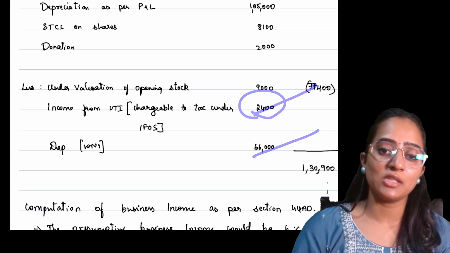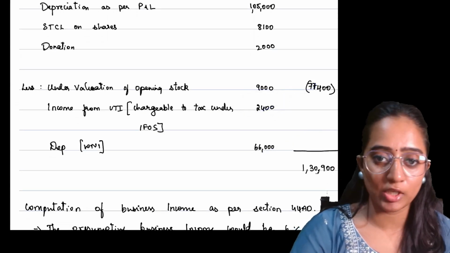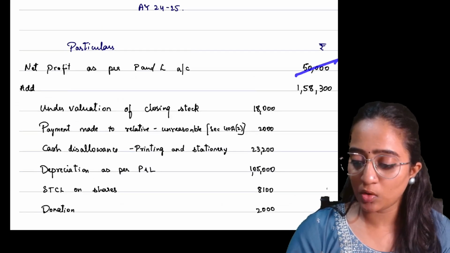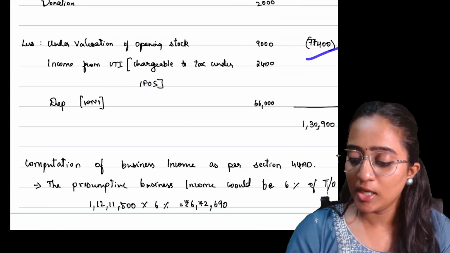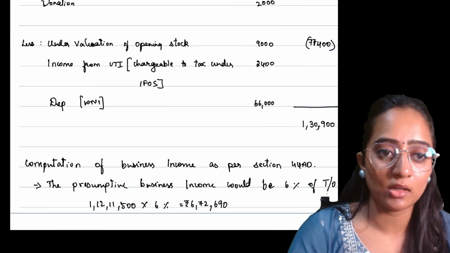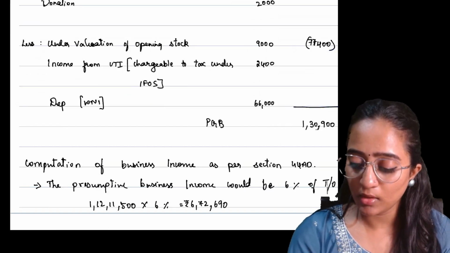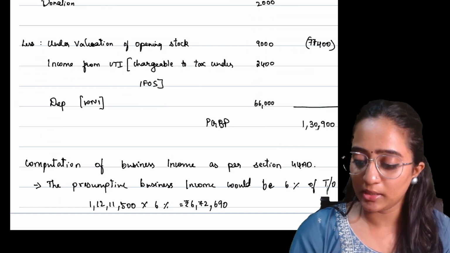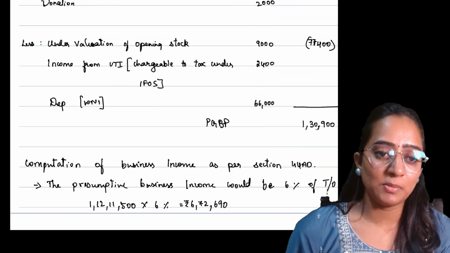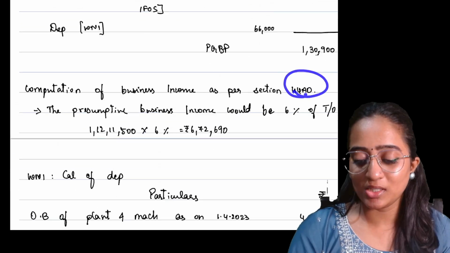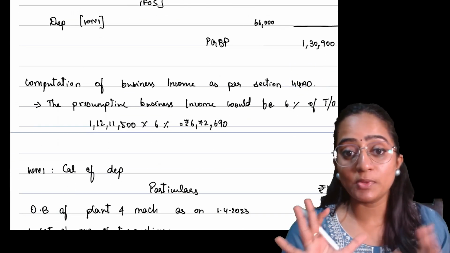And depreciation, we have seen the working note, 66,000 being the information. And if you add these two and subtract this total, you will get 1,30,900. This is your PGBP income. Everyone, this is your PGBP income. And when you're computing the business income as per section 44AD, that is, you have done as per the normal provisions.